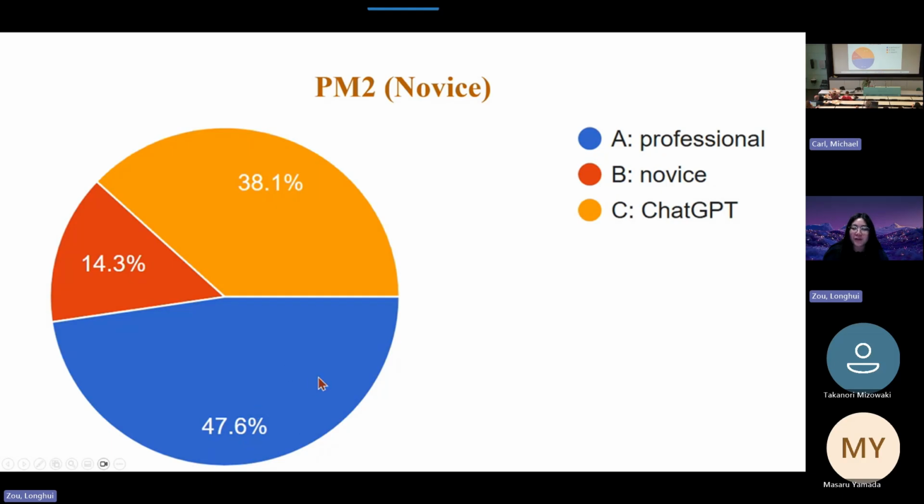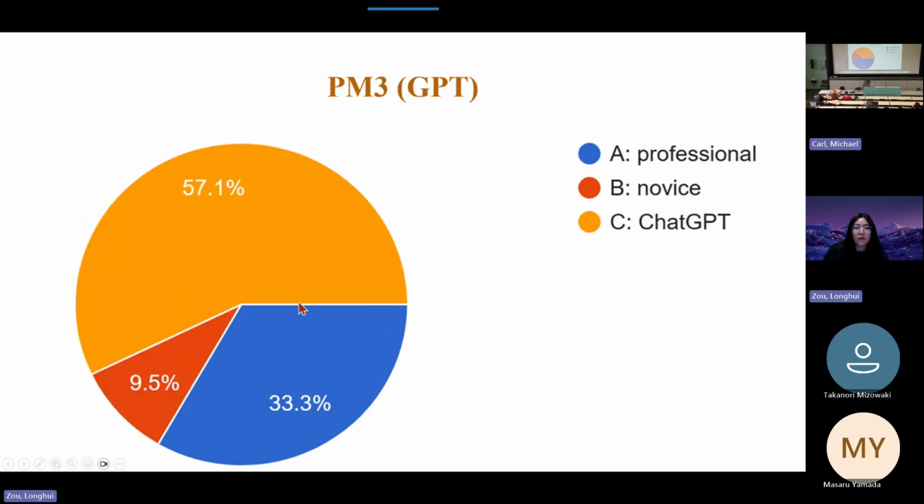47.6% said it's professional, and the 38% suspect it's ChatGPT. And then for PM3, 57% of the students think it's ChatGPT, and we should still remember they have the highest average performance score for ChatGPT. So it's also very similar here. Oh, really? GPT was favorite for PM3, and there's only one person who said it's the novice. Okay. Oh. So it looks quite similar.